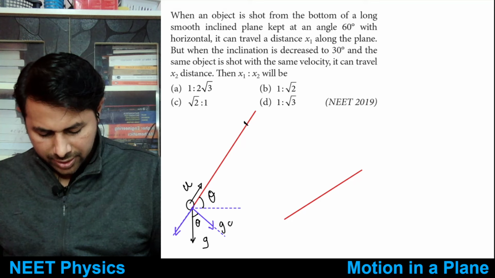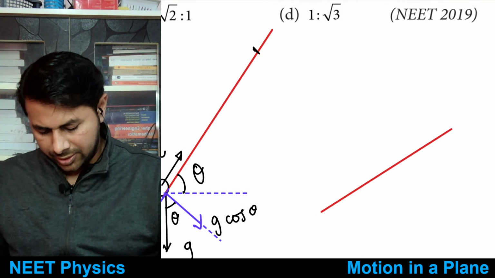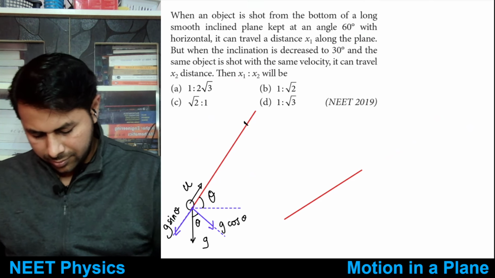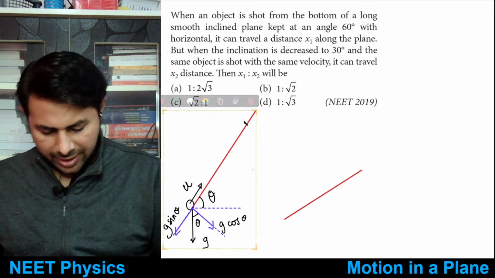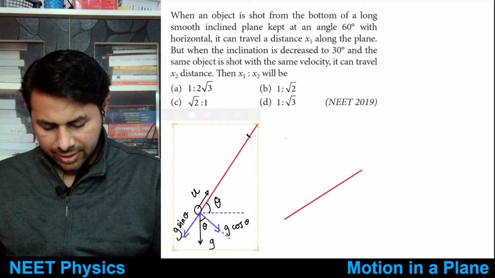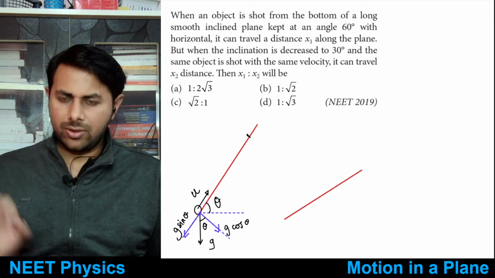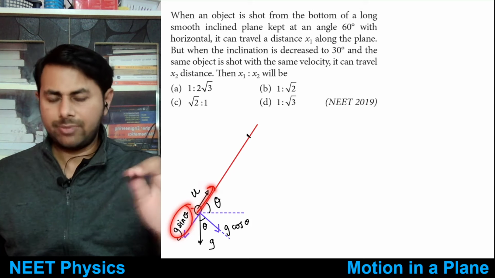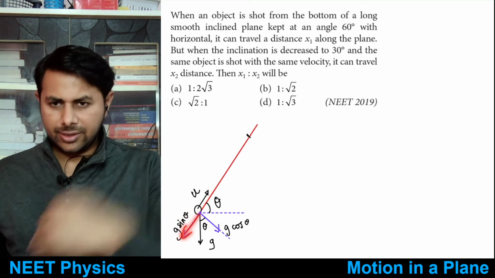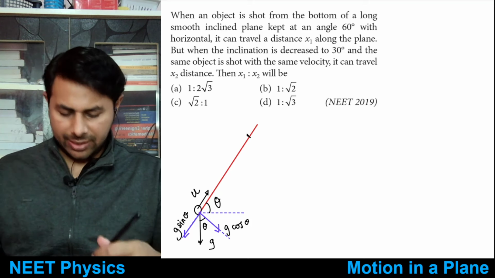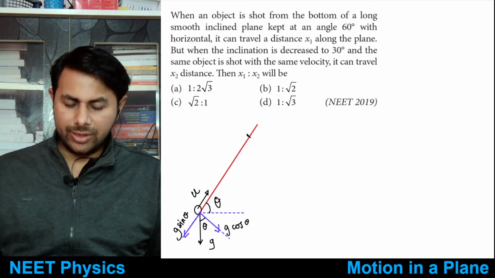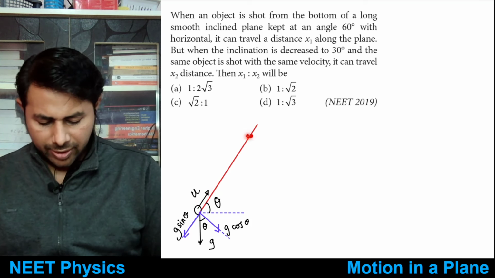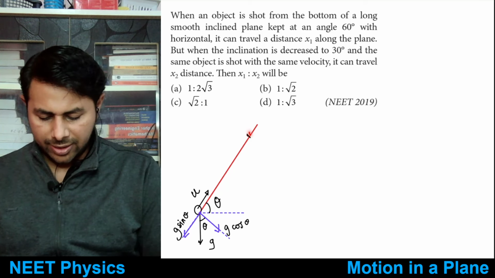So this is g cos theta and this one is g sin theta. So what is the component along the plane? It's g sin theta, right? It is g sin theta. So which component is opposing? See, the object is shot up the plane and the acceleration is down the plane, right? The component of gravity is down the plane, so it is opposing this motion. Okay, so finally the velocity becomes 0 when it goes till the top. Finally the velocity becomes 0.